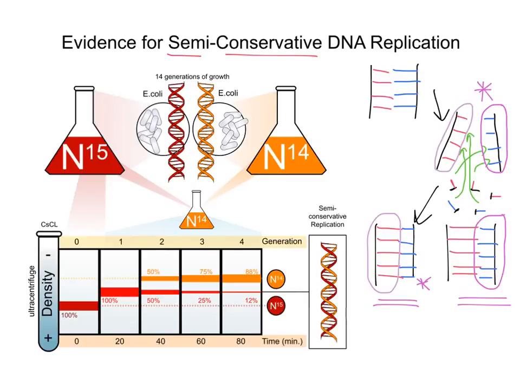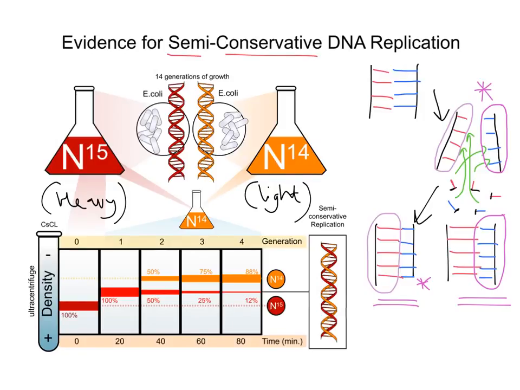So Meselson and Stahl designed an experiment in which they used a few facts to be able to essentially provide evidence for this. Nitrogen has two isotopes, N15 and N14. Now, N15 is known as heavy nitrogen. We'll just make a note here. That's known as the heavy nitrogen. And N14 is known as light nitrogen.